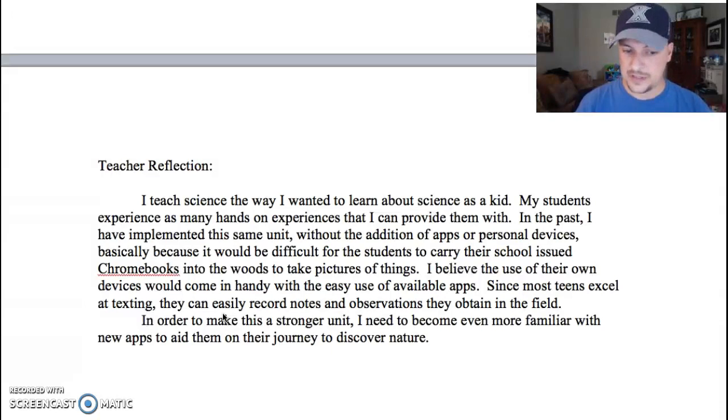Anyway, since most teens excel at texting, they can easily record their notes and observations they obtain in the field on their own device. In order to make this a stronger unit, I truly believe that I need to become a lot more familiar with some of the newer apps that are out there to help them or to aid them on their journey to discover nature around them.